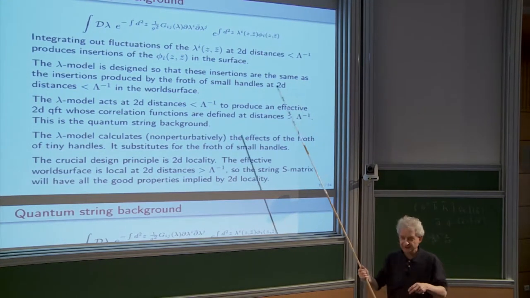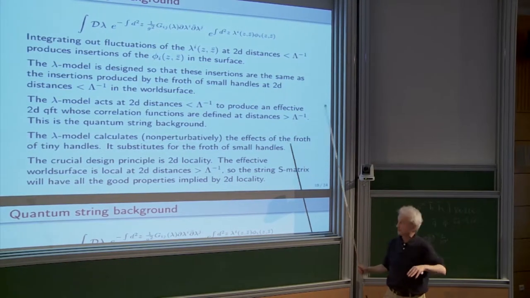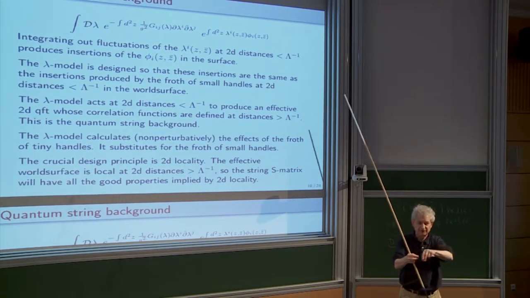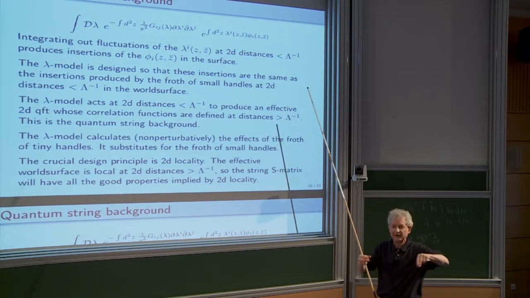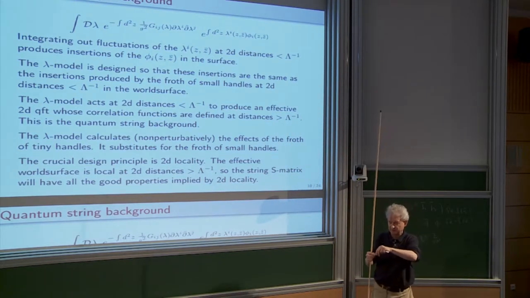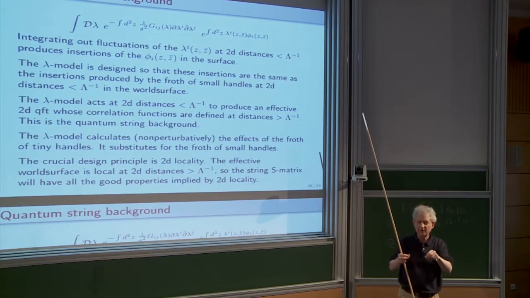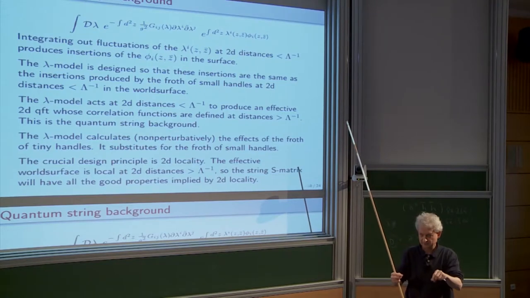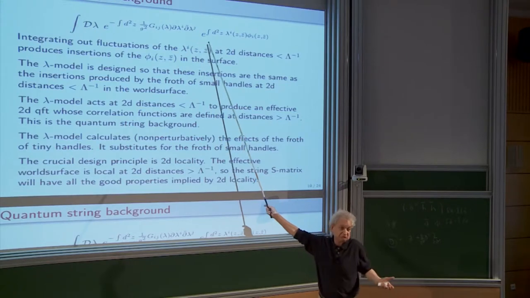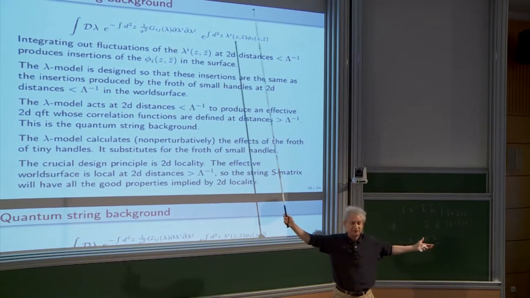So what the lambda model is doing at smaller distance scales is calculating the effects that the froth of small handles would have produced. Now, we only understand, even in principle, how to calculate the effects of those small handles perturbatively. But this two-dimensional field theory is a sensible two-dimensional field theory.